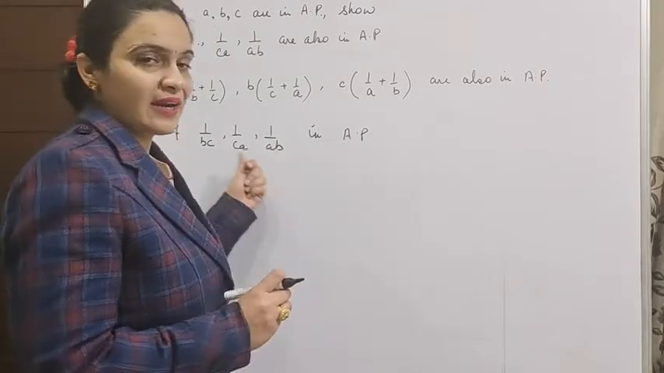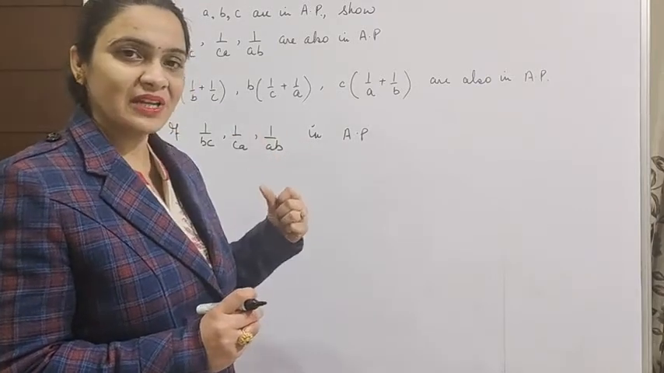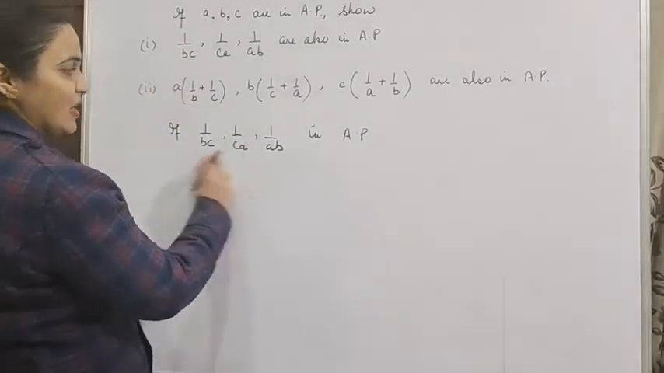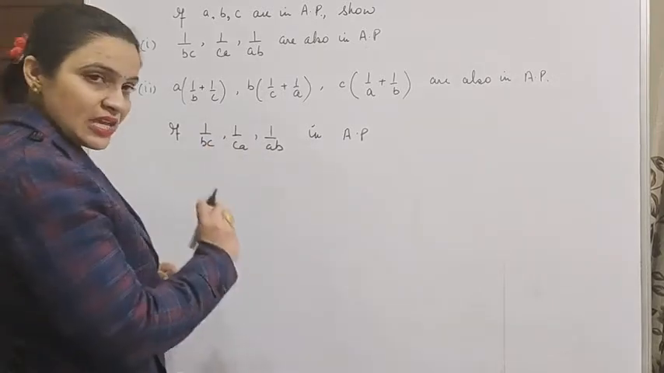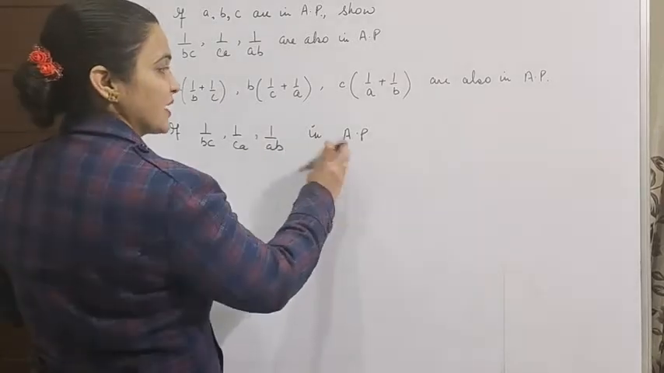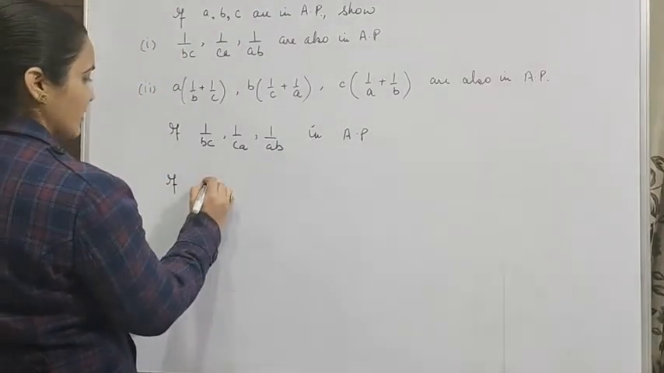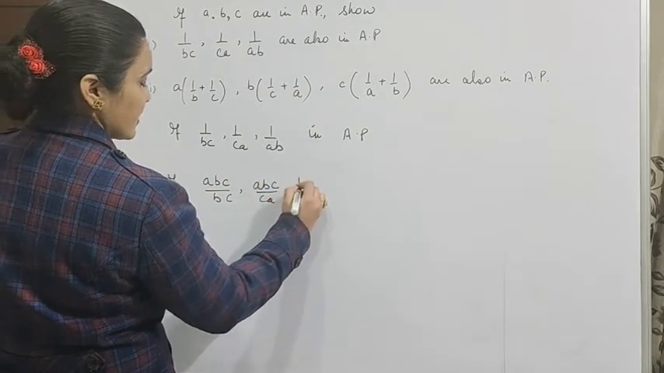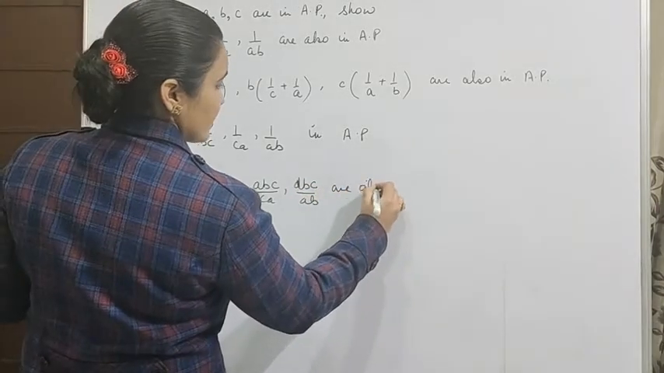दूसरी बात, अगर मैं इनको किसी भी कांस्टेंट से डिवाइड कर दूं या मल्टीप्लाई कर दूं, तब भी ये किस में रहने वाले हैं? एपी में. So we will use that remark here. So let us multiply all these 3 terms with ABC, because if we multiply, divide, subtract or add the same constant to all, that arithmetic progression will not change. So if this is in AP, then ABC/BC, ABC/CA, ABC/AB are also in AP.